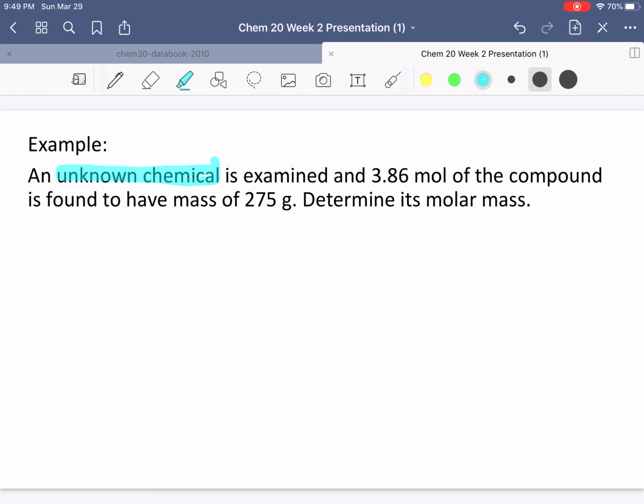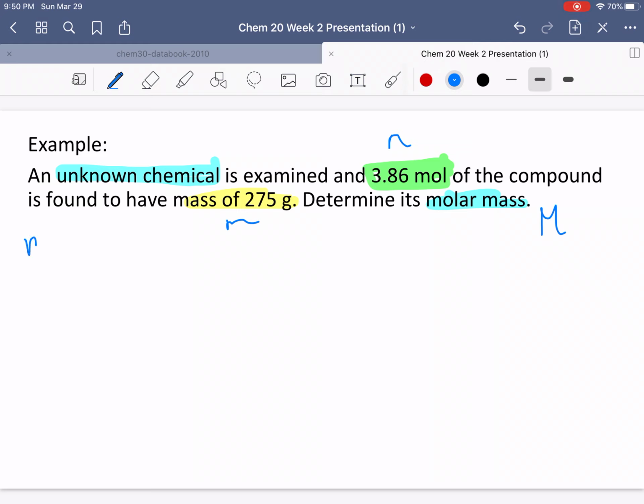An unknown chemical. Oh, so no formula to find here. That gets a little more interesting. You're told that you get 3.86 moles of the compound. Okay, that's useful. So we've got n. As we keep on going, you're also told that the mass of this thing is 275 grams. Okay, that's useful too. So we've got m. The whole point of the question is to figure out its molar mass. So even though this is an unknown chemical, as long as we have the other 2 values of n and mass m, that molar mass is totally doable.